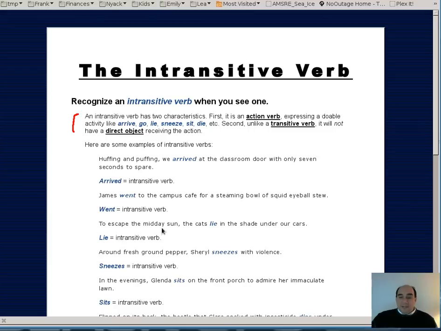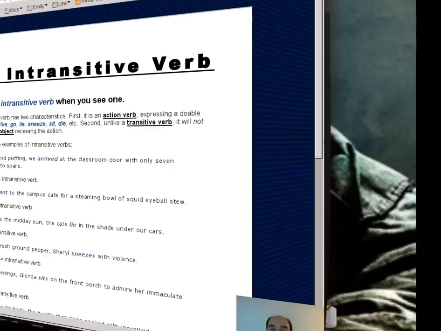So, for example, around fresh ground pepper, Cheryl sneezes with violence. She sneezes, period. And I don't need anything else. There's no direct object involved. Okay? So that's what this is.